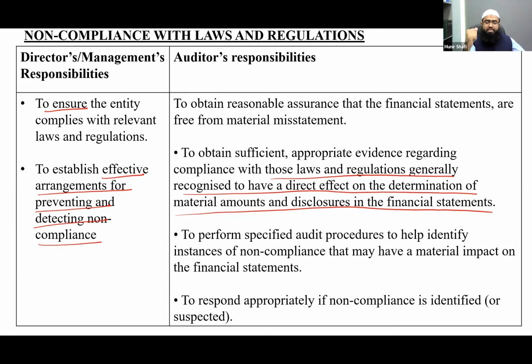Are you getting this? The third one, to perform specified audit procedures to help identify instances of non-compliance. An auditor is supposed to carry out certain procedures so that the non-compliances could be identified, which are having material impact on the financial statements. We will see what we mean by material impact.